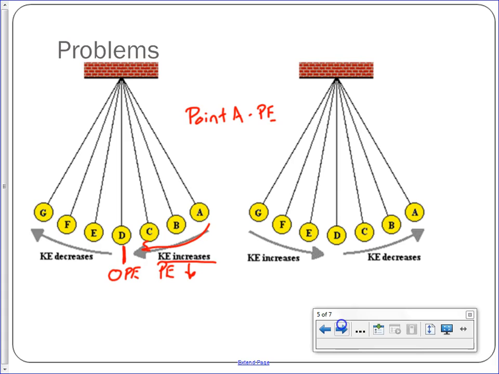Until we start moving back up. When we move back up, we see kinetic energy decrease and potential energy increase. And again, it continues to go back and forth, back and forth. So again, we see the combination of both. In between point A and point D, we would see a combination of the two, which we would call mechanical energy. Same thing on this side over here. Between G and D, we would see mechanical energy in between there, as it's progressing up to those maximums and minimums. So let's take a look at an example.